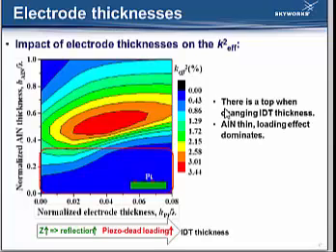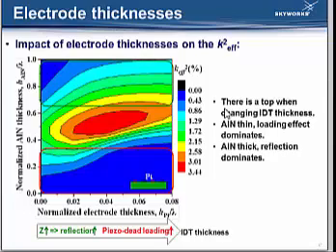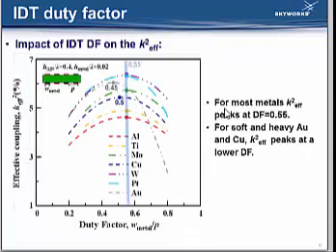Again, when aluminum nitride is very thin, in the red circle, the loading effect dominates, so we prefer thinner IDT. And when aluminum nitride is sufficiently thick, the reflection dominates, and we prefer thicker IDT. All the previous results are with a duty factor of 0.5. However, similar to SAW resonators, the change in duty factor also impacts the coupling coefficient. This figure shows the effective coupling versus different IDT duty factors for different materials.